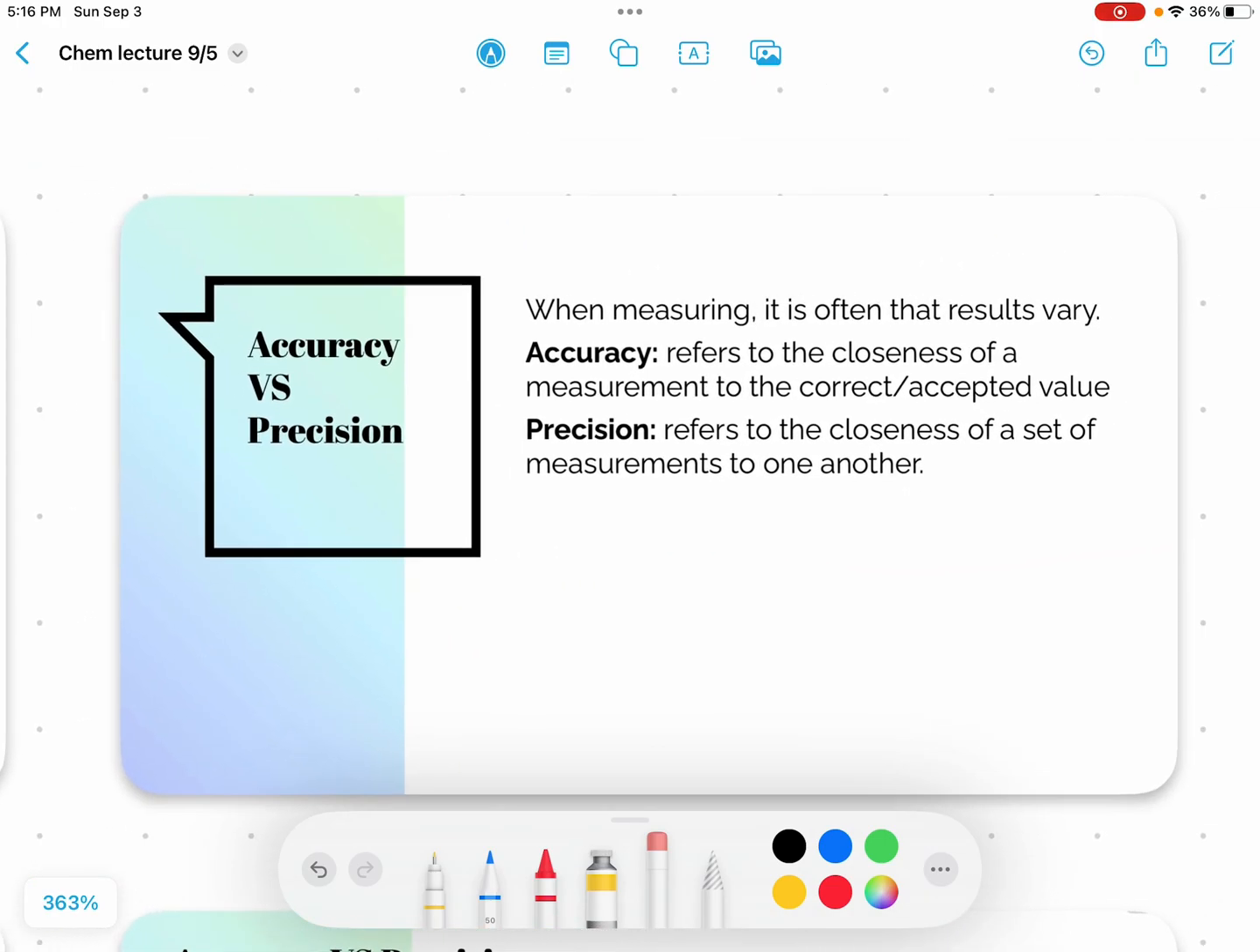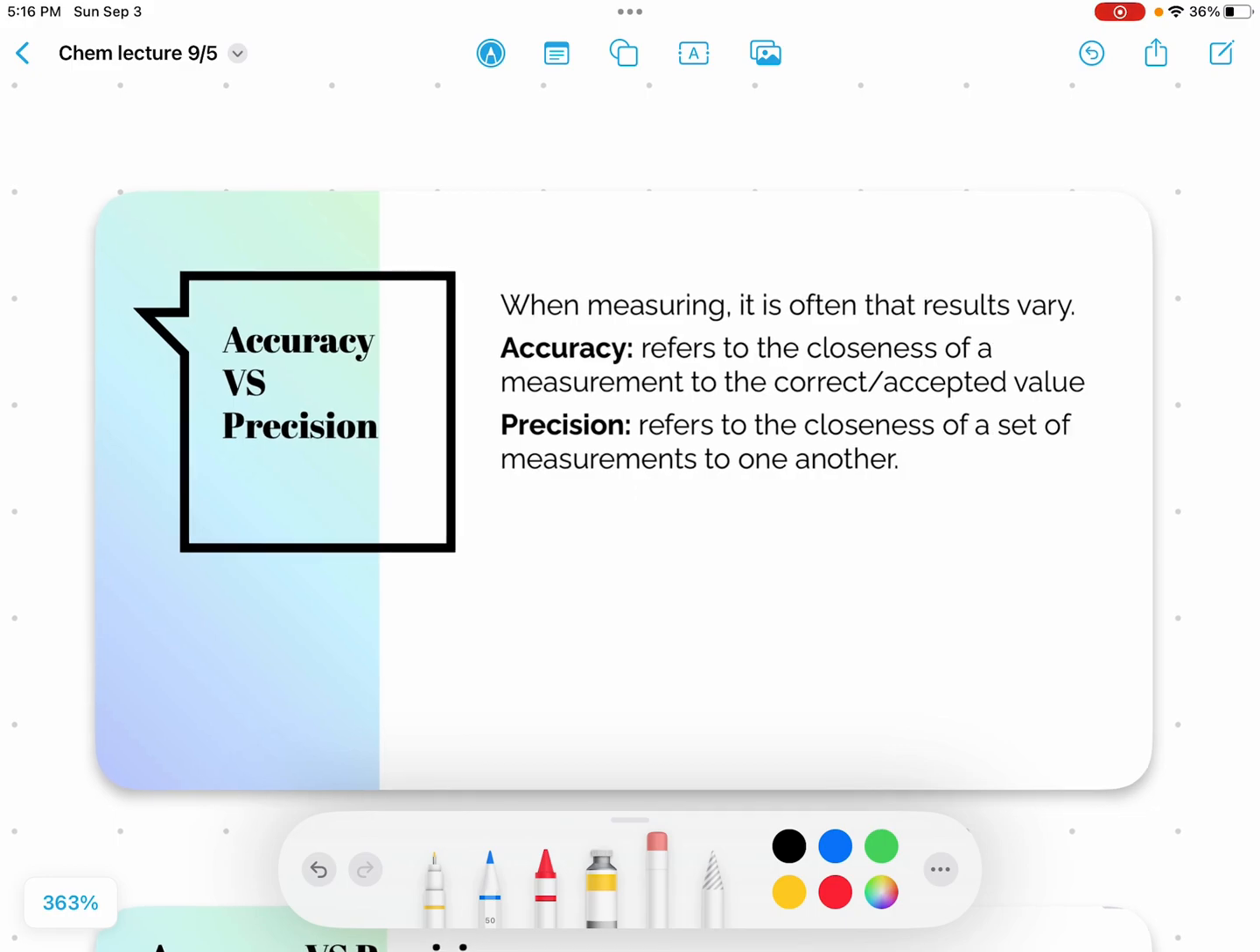Okay, so what is the difference between accuracy versus precision? A lot of times you'll hear those two words used interchangeably, like, oh, it's a super accurate measurement, or, oh, it's a very precise measurement. And we generally think they're the same thing, but there is actually a big difference between the two. So when we want to talk about something that is accurate or have accuracy, it refers to the closeness of a measurement to the correct accepted value.